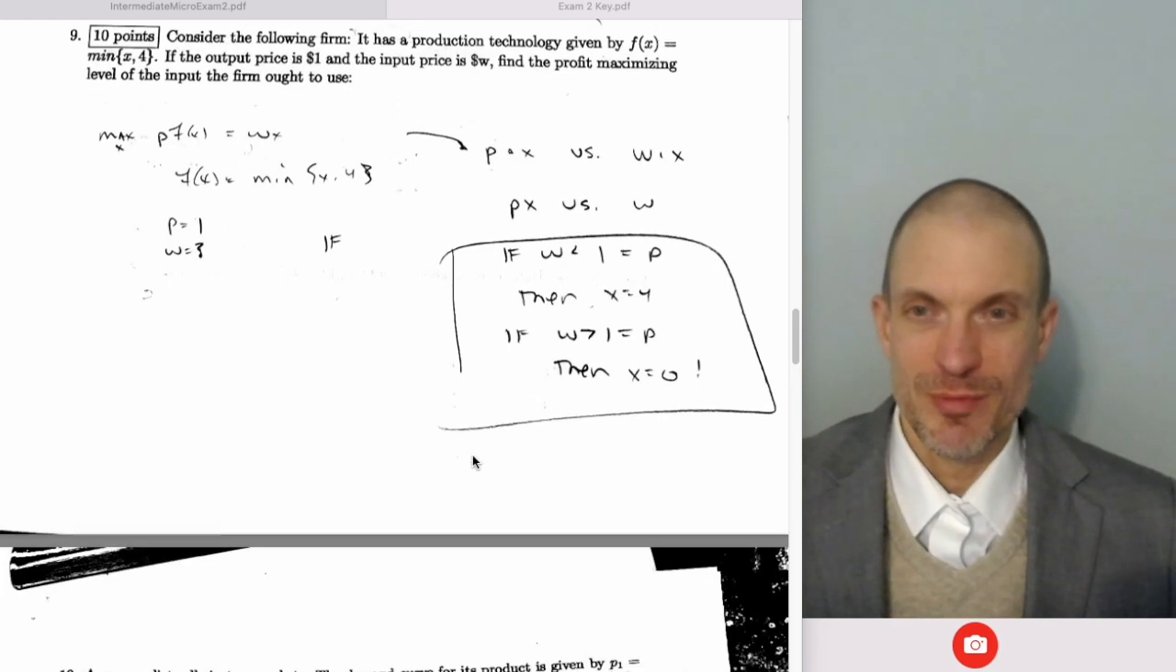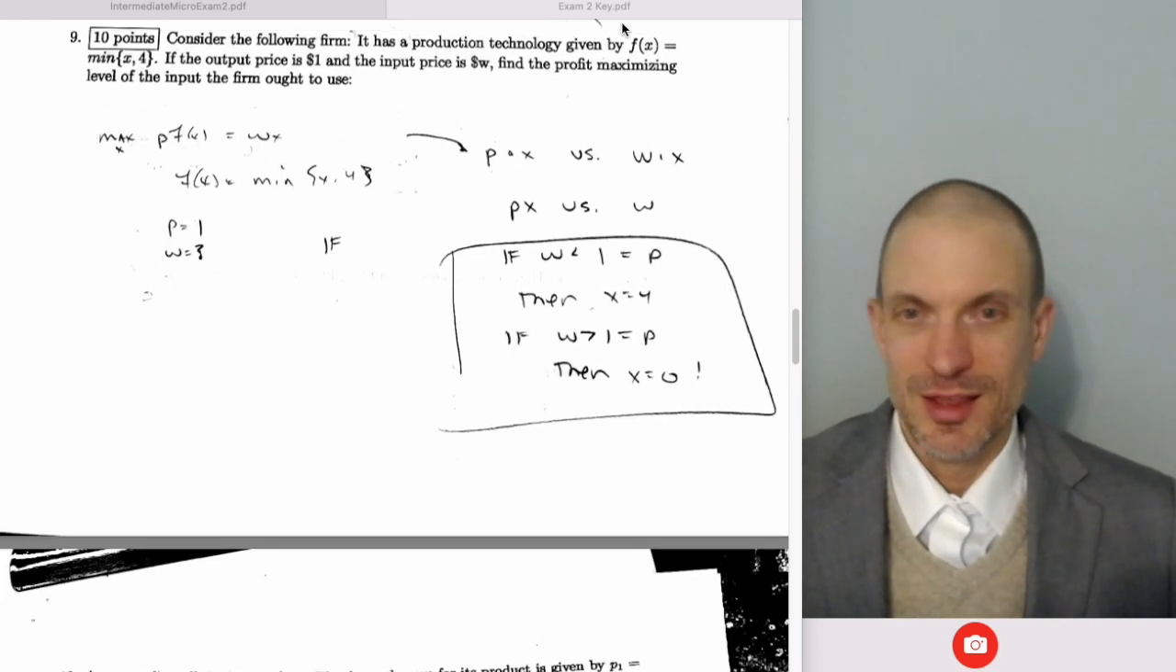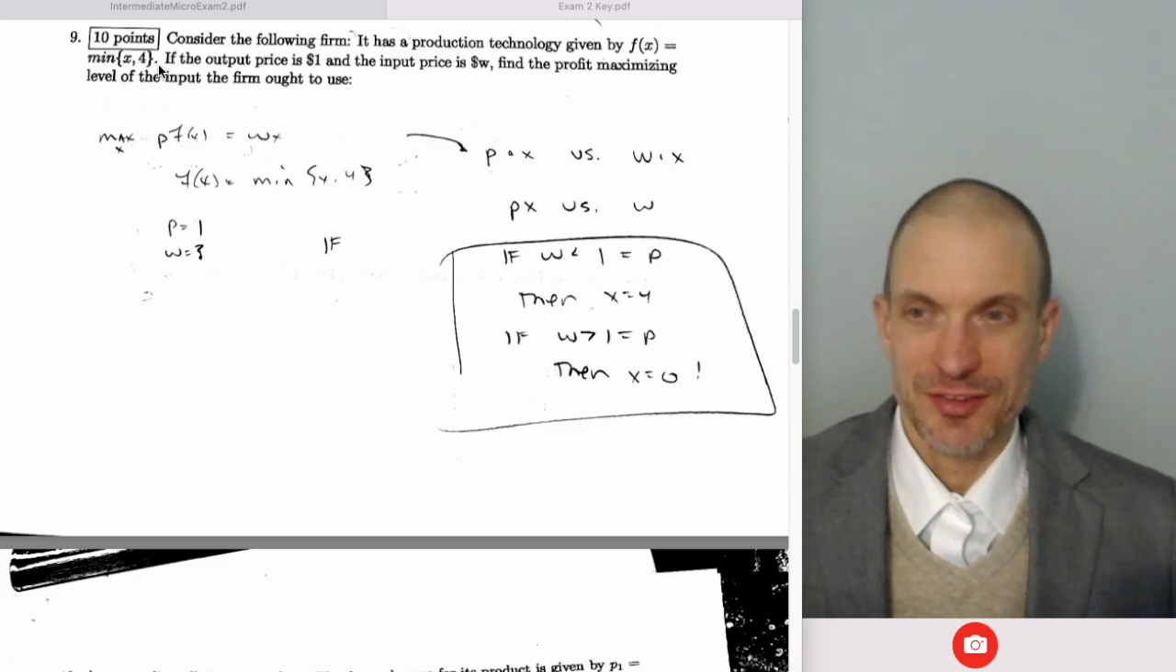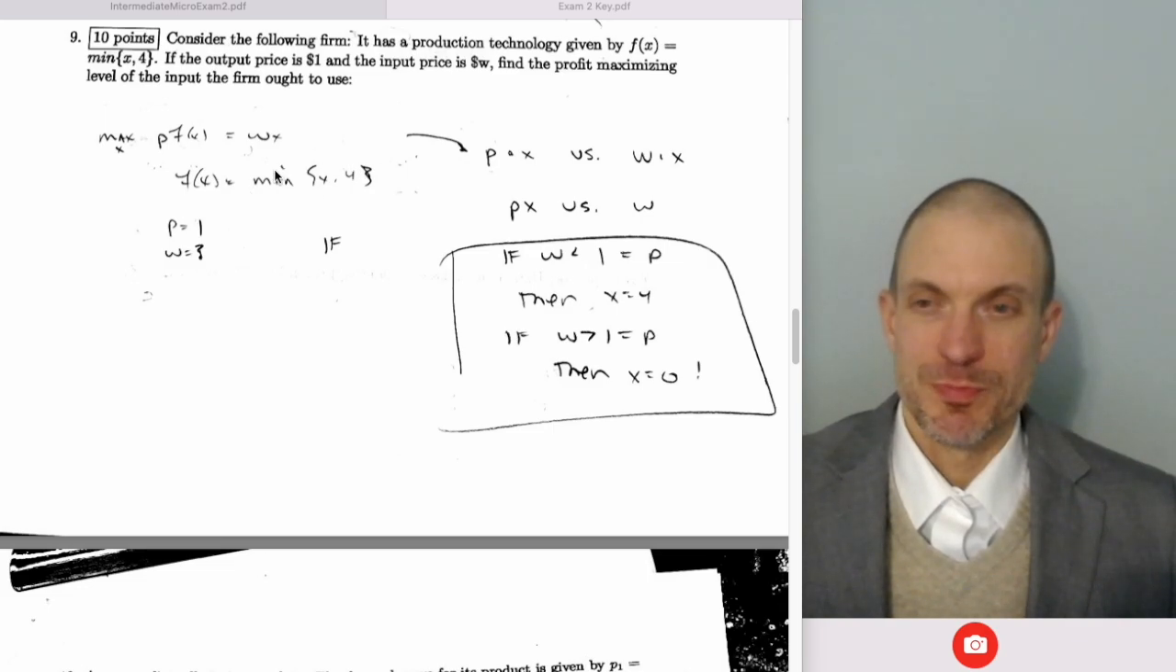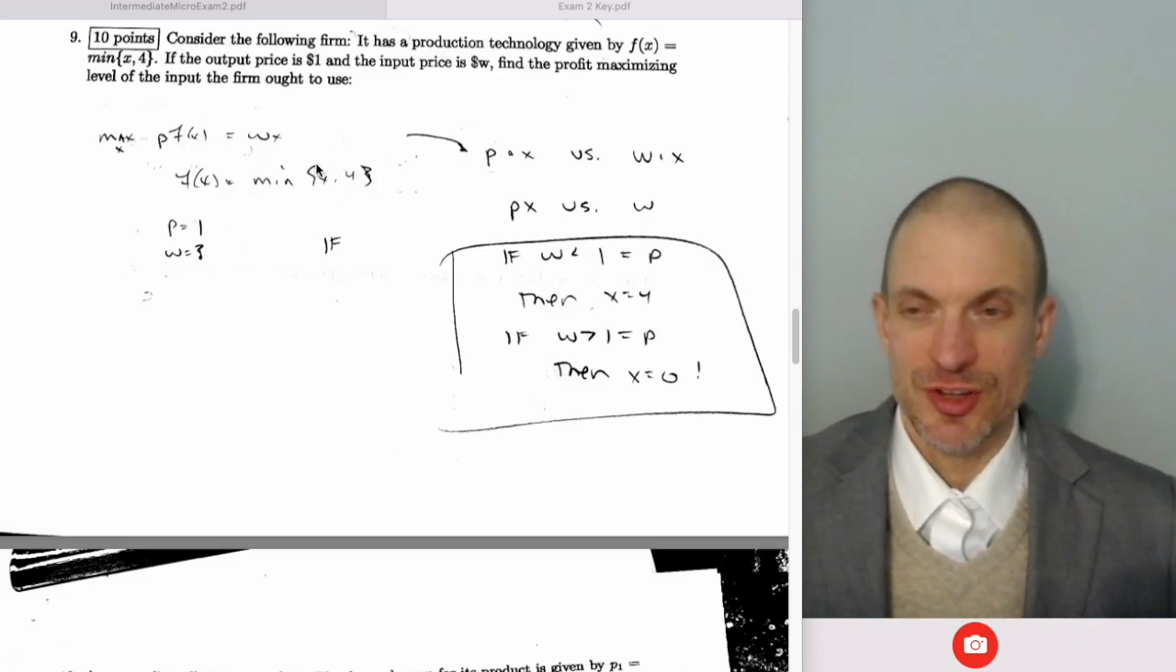Consider the following firm. It has production technology given by output is going to be the minimum of x and 4. If the output price is $1 and the input price is W, find the profit maximizing level of the input. So here's my profit maximization expression. Price times my production technology minus omega times x. I have this perfect complements production technology.